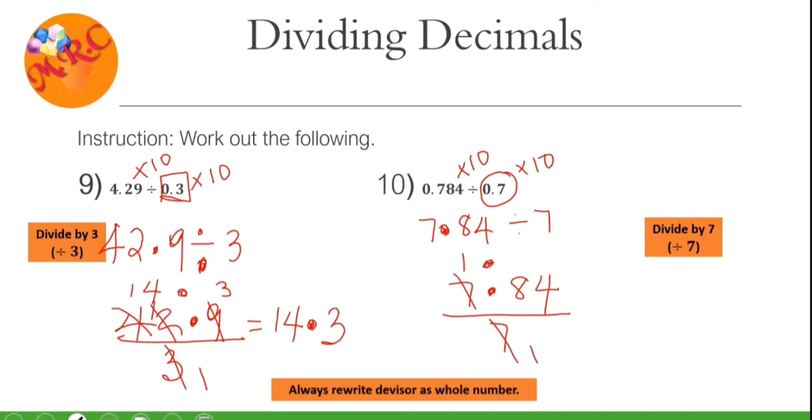So it's 1.78, which is 1, remainder 1. We carry that set of 10 over. So now this is 14, and 7 into 14 goes 2 times. So now my answer is 1.12.